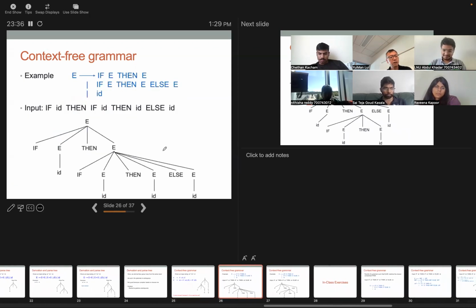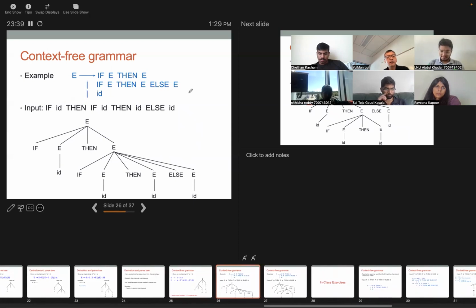All right, so let's take a look at this example here. Here is the grammar. E goes to if E then E, or if E then E else E, or ID. The input string is if ID then if ID then ID else ID. That's our input. Okay, so let's go through some variations.